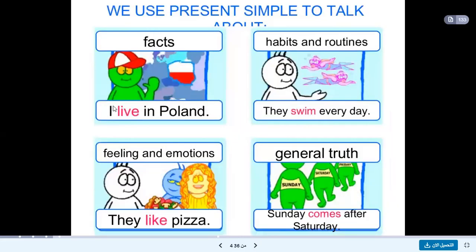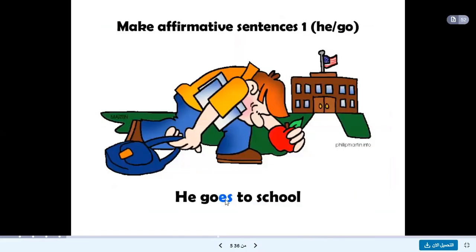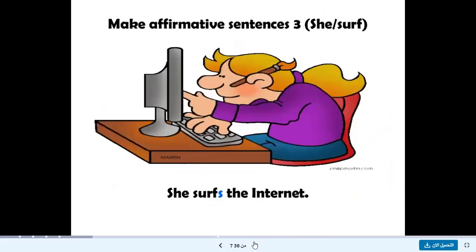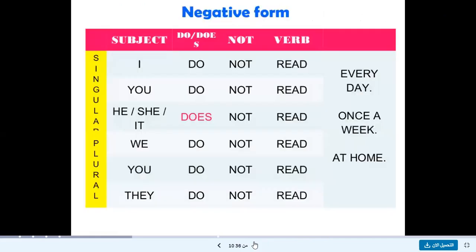This is a fact. I live in Poland. I live in England. I live in Saudi Arabia. This is a fact. A habit or a routine also. They swim every day. So this is a habit or a routine. He goes to school. They eat a lot. She surfs the internet. Okay. This is affirmative. Now we move to negative.